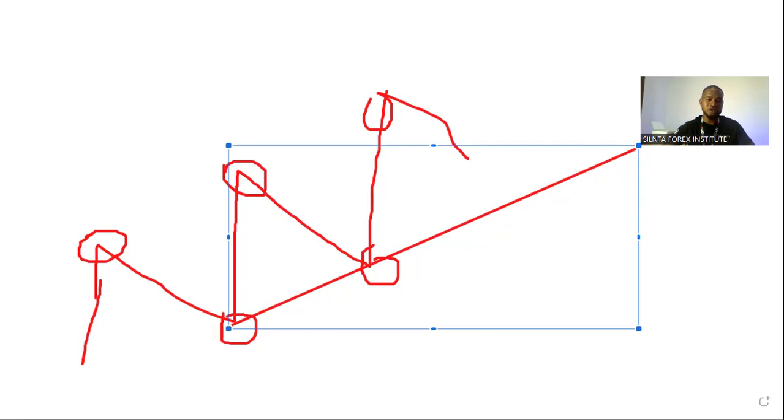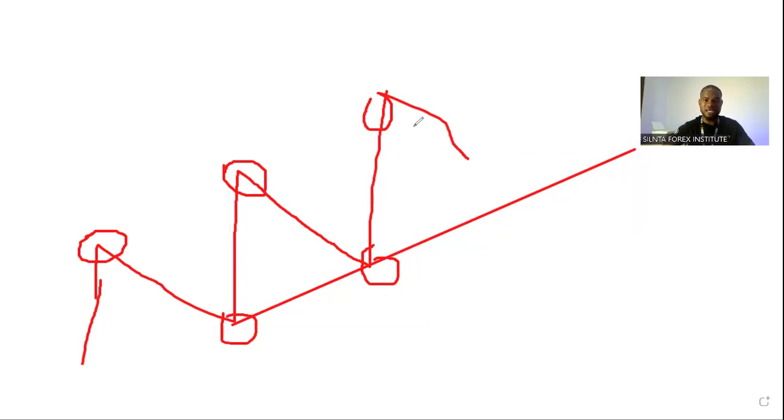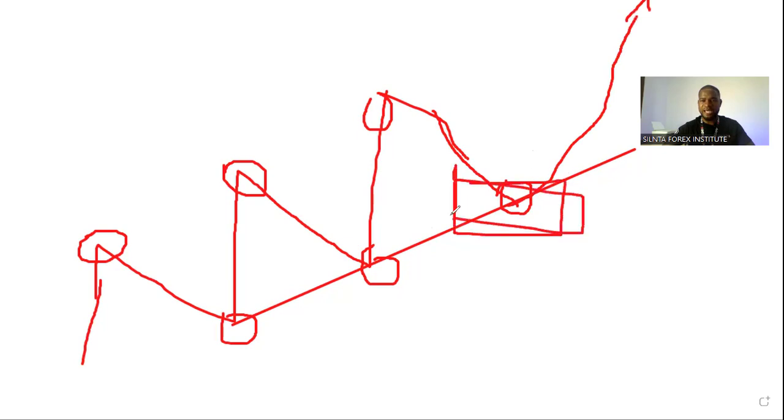Why do we draw it? We draw it in expectation that when the market comes to this line again, we are expecting it to respect this line as a support line and go up from there. So you will be looking for buying opportunities at this line. That line is known as a trend line.